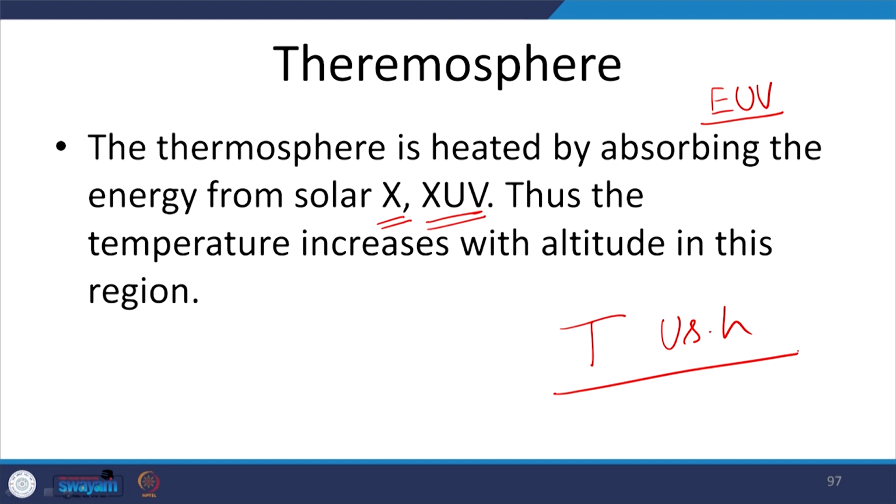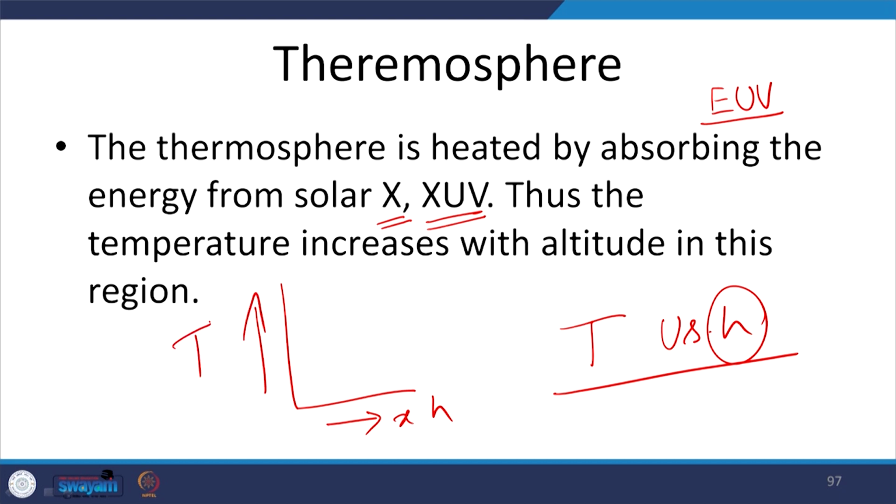Now, one very important thing is, here the height should actually be represented on the x axis, and the temperature should have been expressed on the y axis. But for the physical perception to be easy, we always express height on the y axis and the temperature on the x axis. Okay. That is it. Okay.